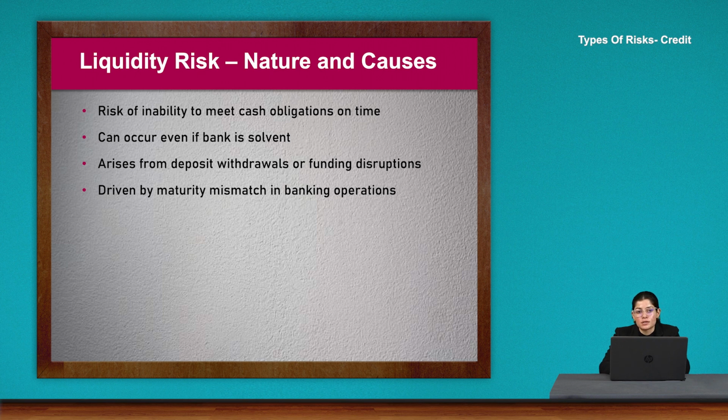Now, what are the dimensions in this case? So, first one is funding liquidity risk, inability to roll over or replace funds. Second is market liquidity risk, so difficulty selling the asset quickly at fair prices.